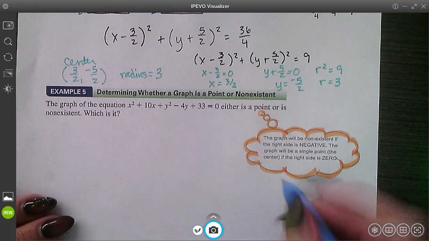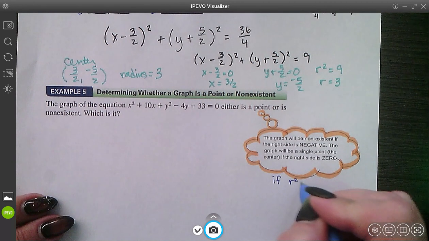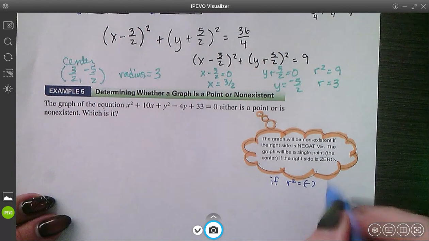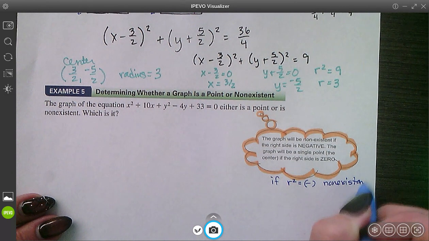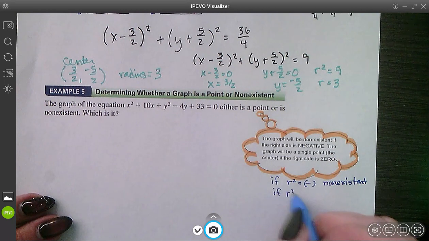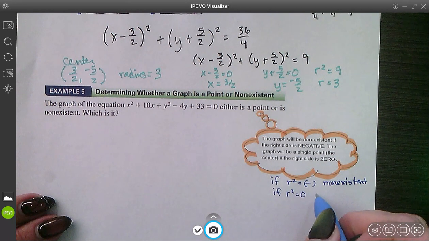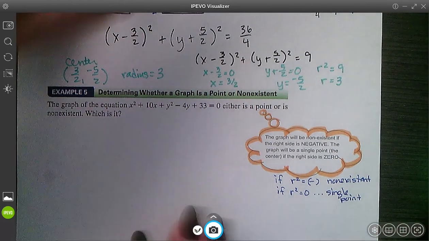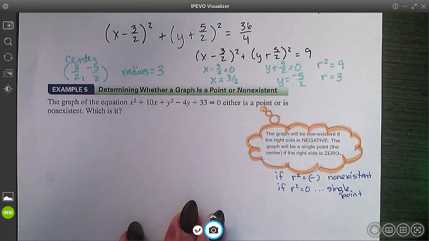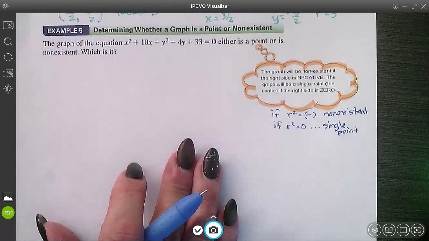So if r squared is negative, the circle is non-existent. If r squared equals 0, it is a single point. So we're doing the same process that we just did. It's just going to look a little bit different when we get finished.